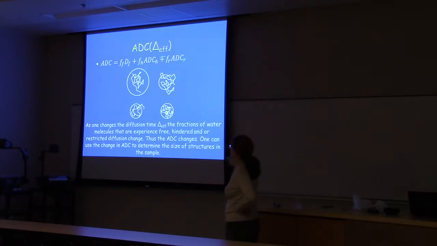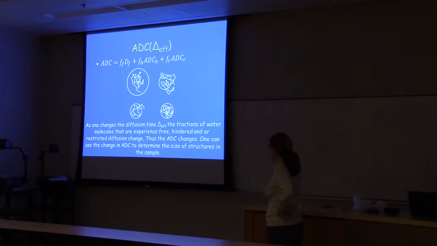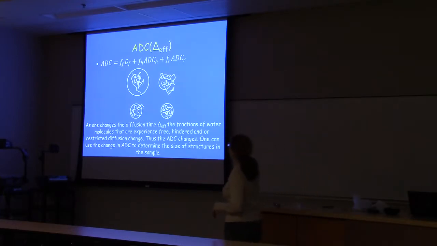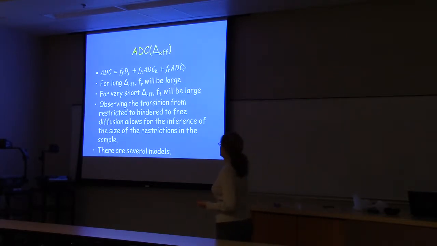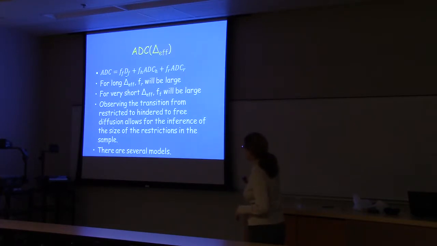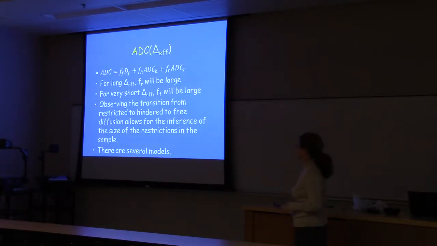And then you get the diffusion coefficients for each one. That's a model that most people will use. As you change this diffusion time, the fraction of water molecules in each of those types changes, and so we actually get a different ADC that depends on time. For long diffusion times, which is what we usually use, most of the water molecules will be in the restricted regime. If we can get down to the short time, most of them will be in the free regime. And somewhere in the middle, you get hindered.